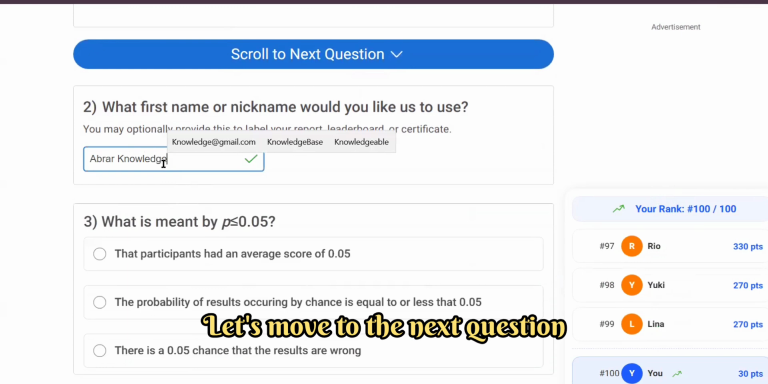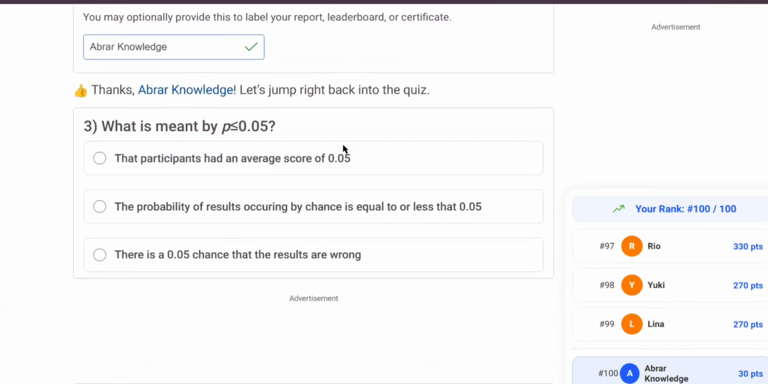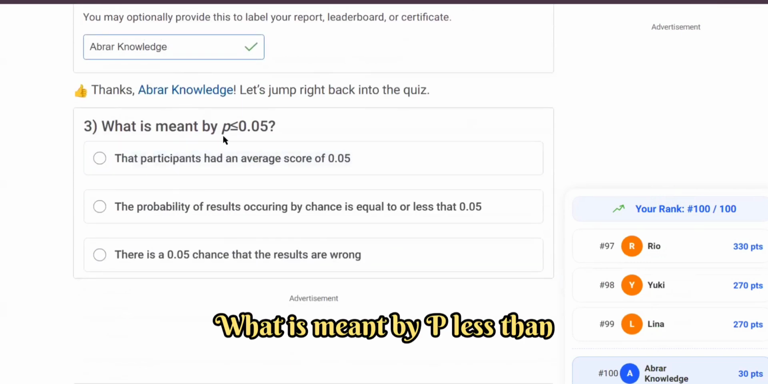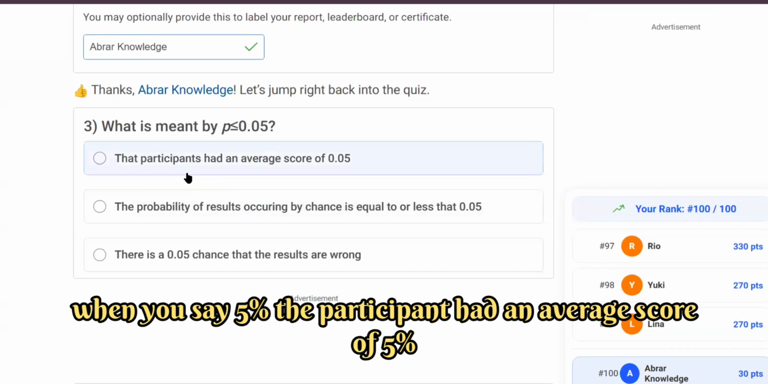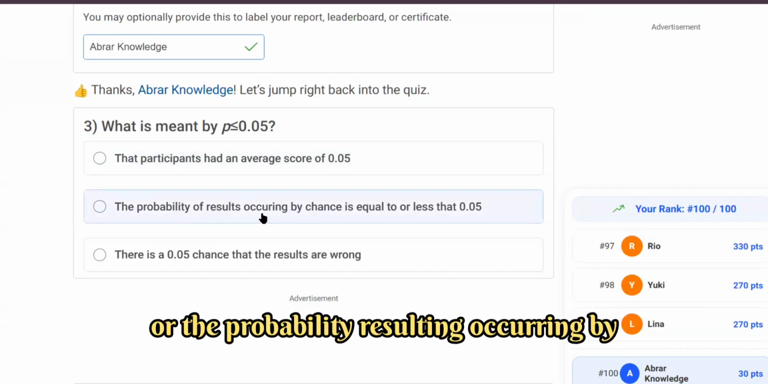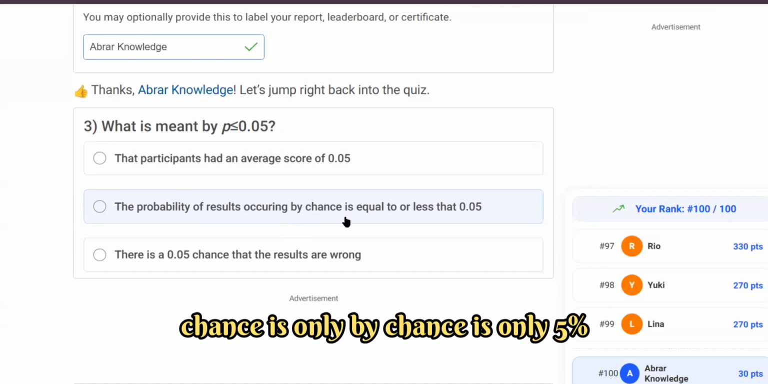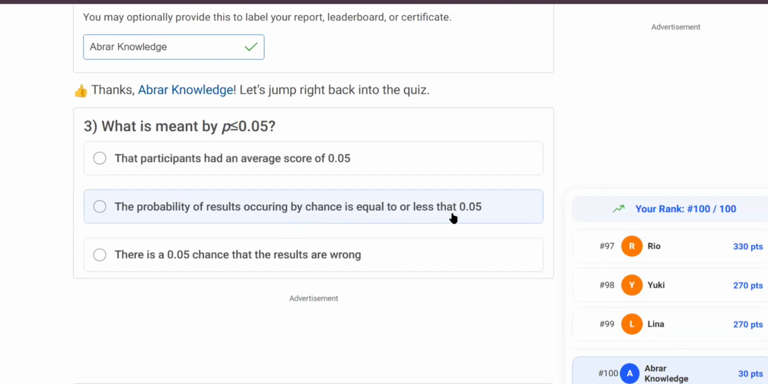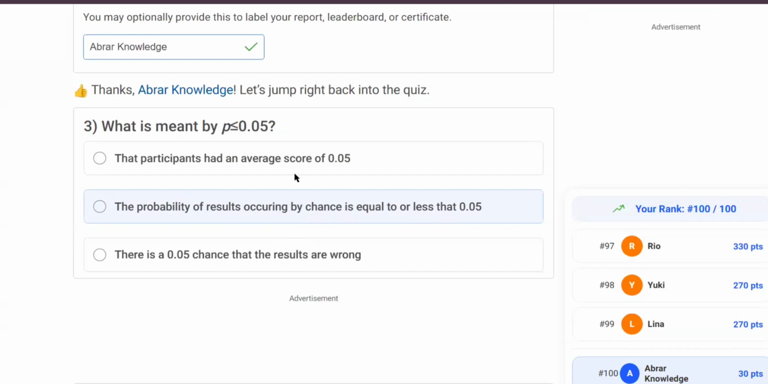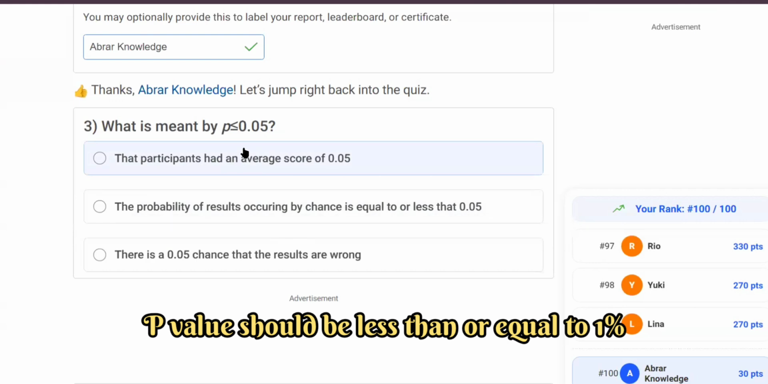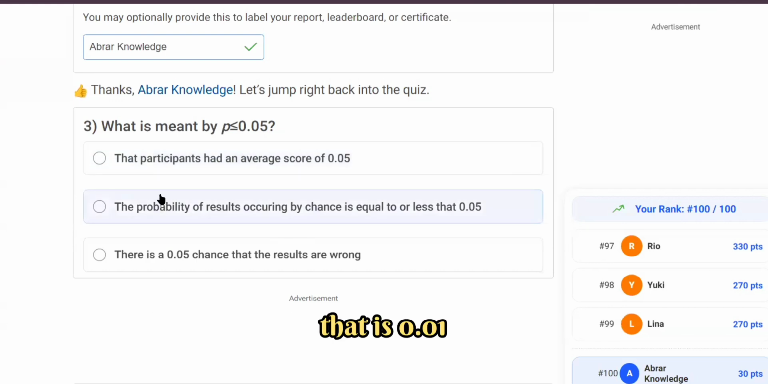Let's move to the next question. What is meant by p less than or equal to 0.05? In other words, 5%, right? So when you say 5%, it is the probability of the result occurring by chance is only 5%. If you're going for 99% confidence, your p-value should be less than or equal to 1%. That is 0.01.